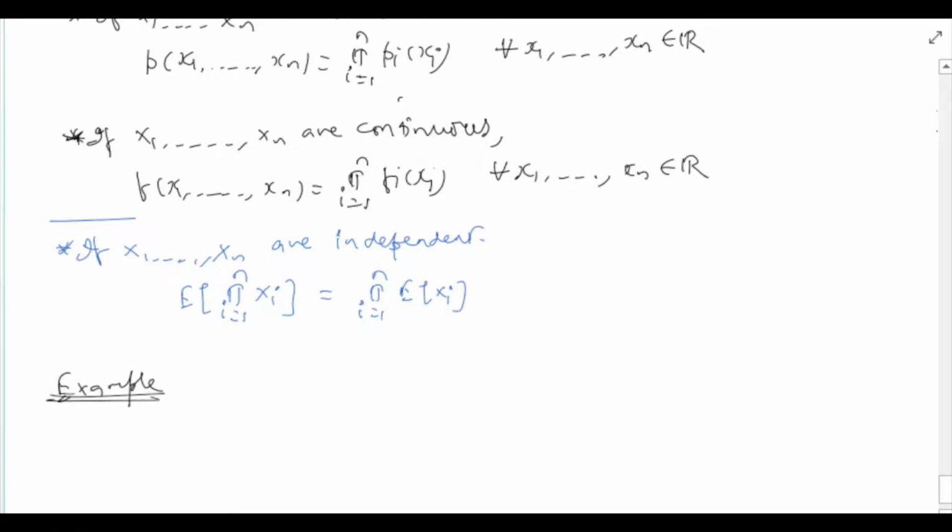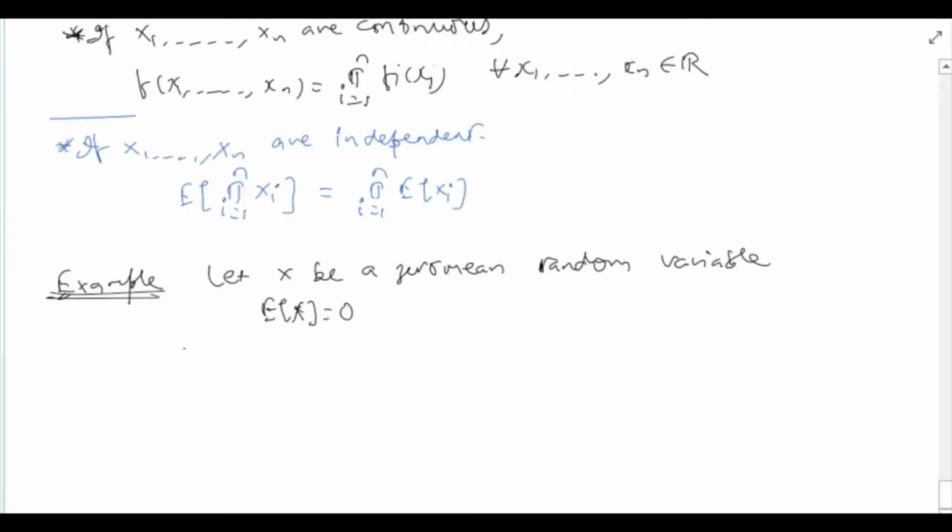Example, let x be a zero mean random variable, that is, expected value of x is 0. Suppose y is also a random variable on the same space and y is actually twice of x, then expected value of y will be twice of expected value of x, and this will also be 0.